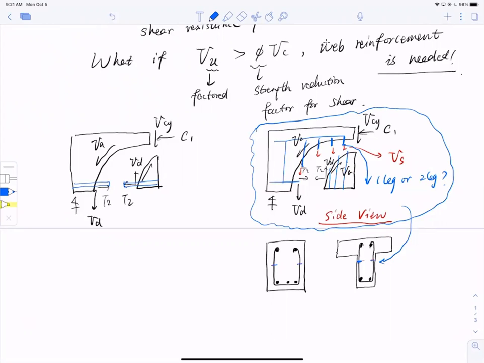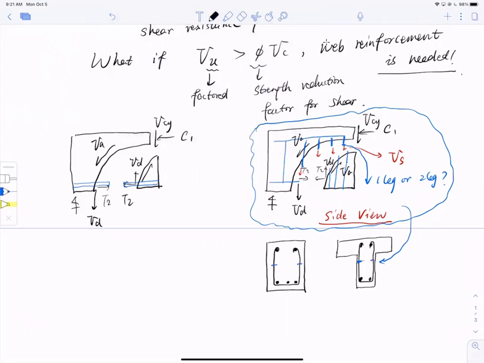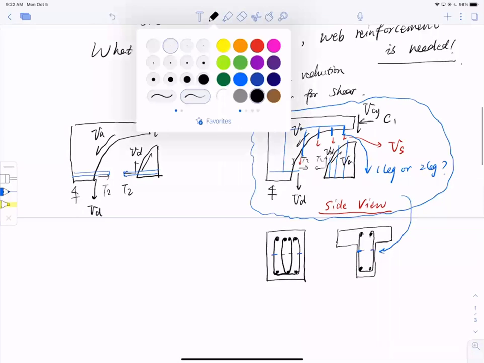That's the correct answer. So if I have stirrups like this, with additional bars like that, how many legs do you have right now? Four. Four, that's correct. It all depends on what type of stirrups you have. So be careful on the calculation of stirrup area.